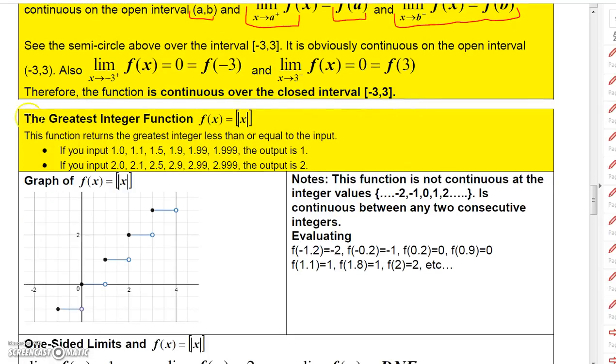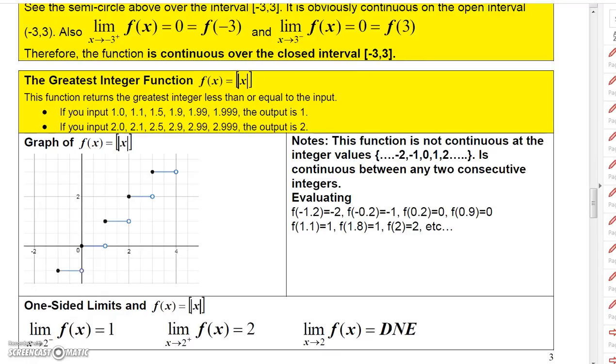Now the greatest integer function is kind of a strange critter. It returns the greatest integer less than or equal to the input. So if you put in 1, it's going to return 1. If you put in 1.1, it's going to return 1. 1.5 is going to return 1. 1.9 is going to return 1. 1.99, 1.999 is going to return 1. So if you choose any number from 1 all the way out to, but not including 2, then you're going to get 1.